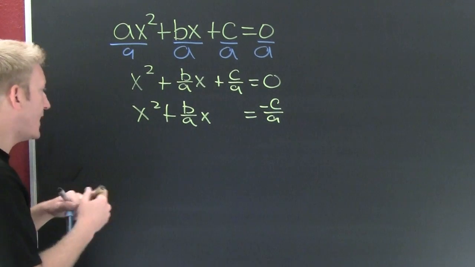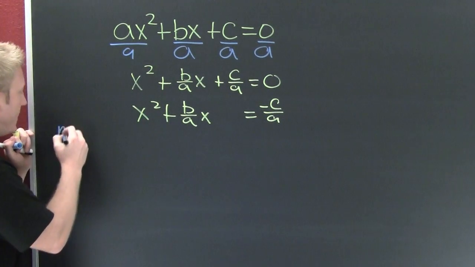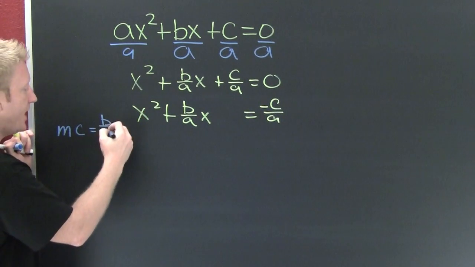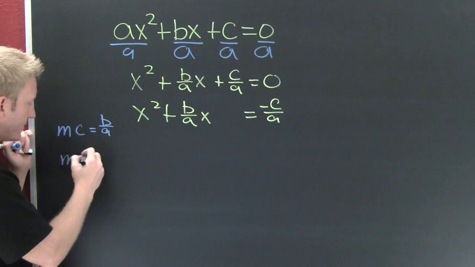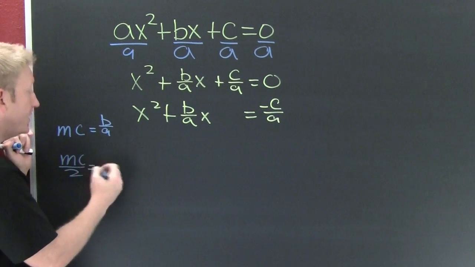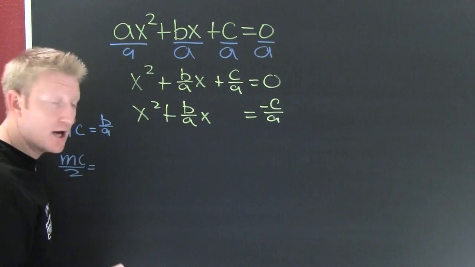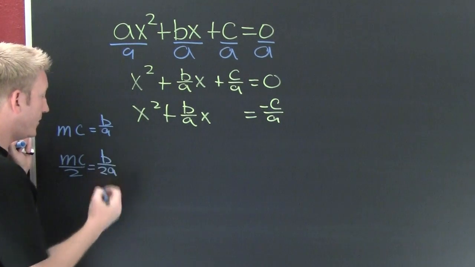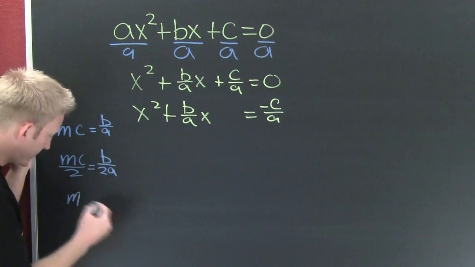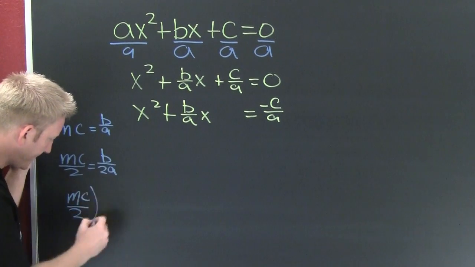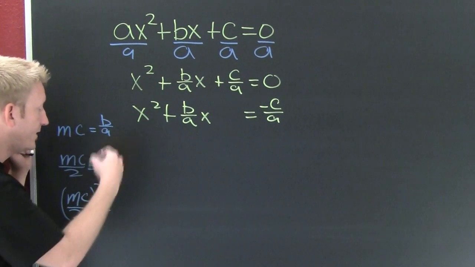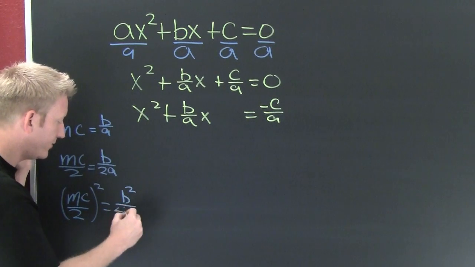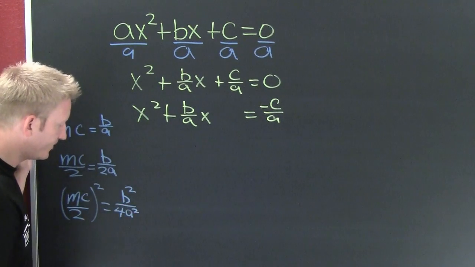Then over on the side, I need to look at my middle coefficient. My middle coefficient here is b over a. My middle coefficient over 2. Whenever you're having a fraction, double the denominator. This is b over 2a. And then my middle coefficient over 2 squared is going to be b squared over 4a squared.